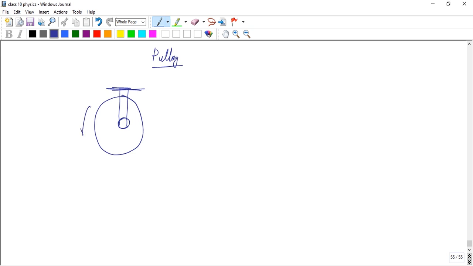The wheel is moving in that direction or in that direction, but here is a fixed support. And here is a movable point. There is a rod present in that direction, a fixed rod, a rigid support, and the wheel looks like this.